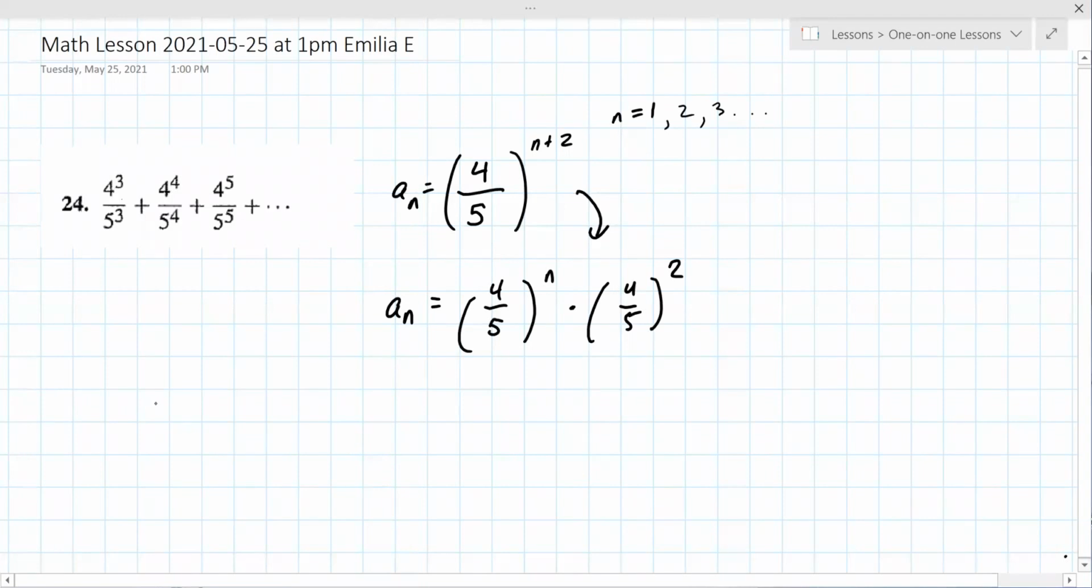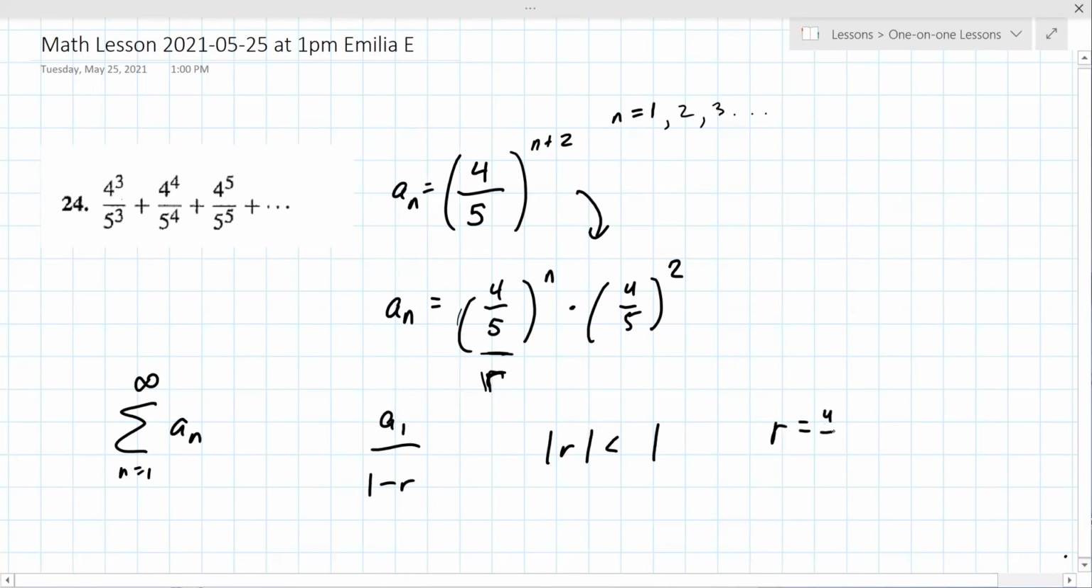So the summation of n equals 1 to infinity for an infinite geometric series is a1 over 1 minus r. Absolute value of r has to be less than 1. Okay. Right. So if it's not clear, this is r. This is always r in these things. If you can get something to the power of n, that's your r, whatever's inside there. Okay. So we have r. r is equal to 4/5.